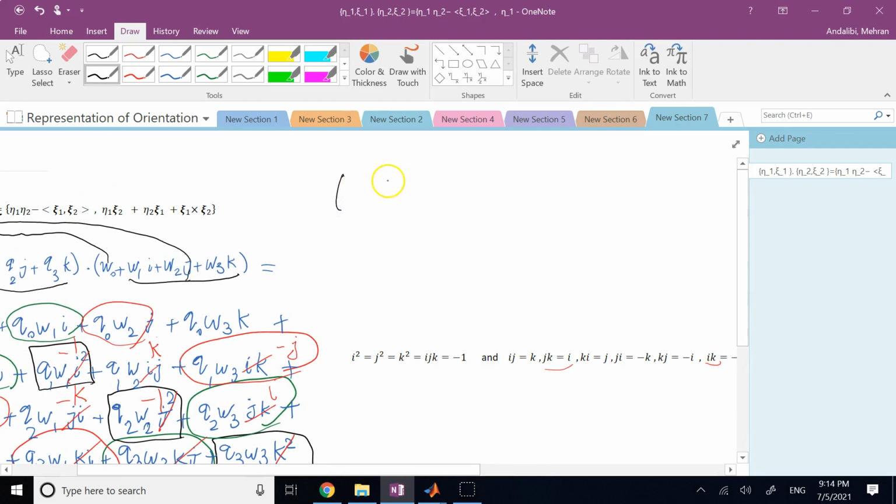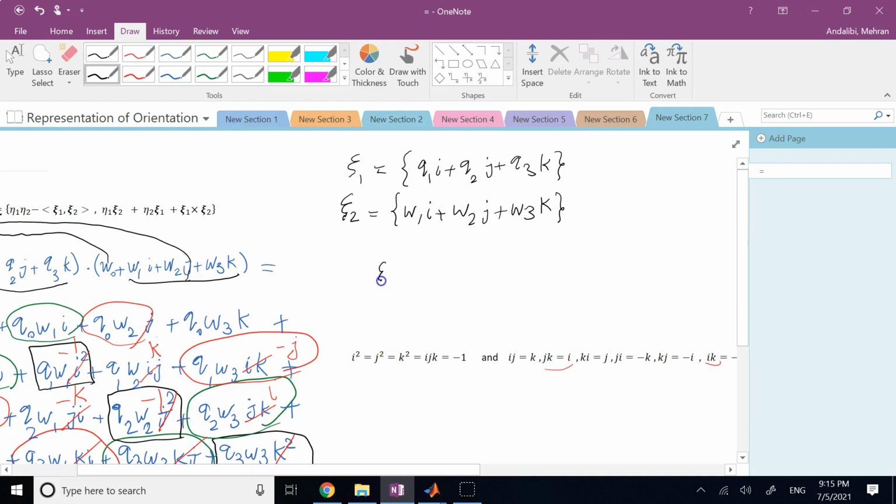So when I have a vector like this, zeta 1 is Q1 I plus Q2 J plus Q3 K. And then I have another one, zeta 2 is equal to W1 I plus W2 J plus W3 K. If they were vectors, when I said really zeta 1 dot zeta 2, yes, then it would be Q1 times W1 I dot I. And if they were unit vectors I, J, K, then I dot I was 1, J dot J was 1, K dot K was 1, so you will get Q1 W1 plus Q2 W2 plus Q3 W3.